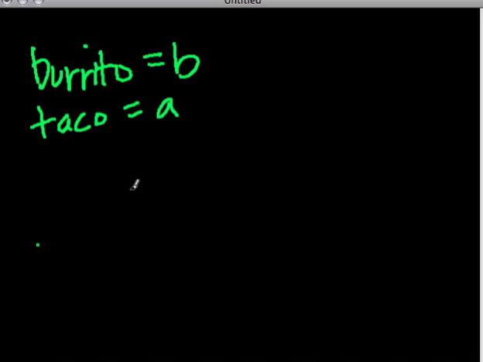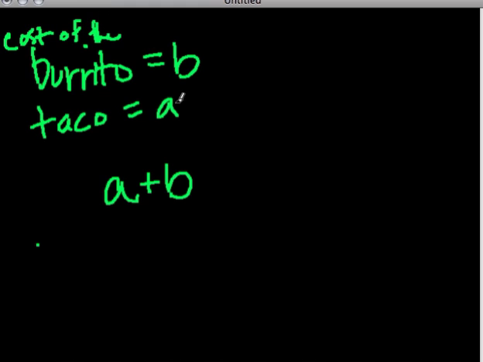Well, to get the cost of A and B, we have to add them up. So A and B. And I should clarify that and go back one moment. I said here that the burrito equals B. Actually, the cost of the burrito equals B. So the cost of one burrito is B, and the cost of one taco is A.